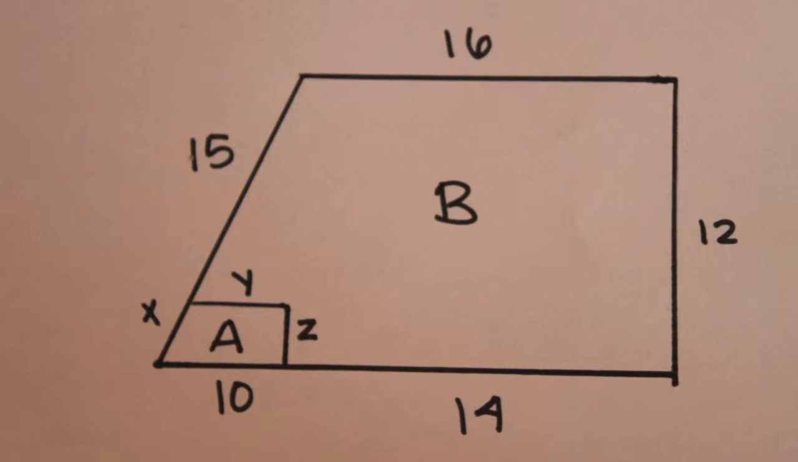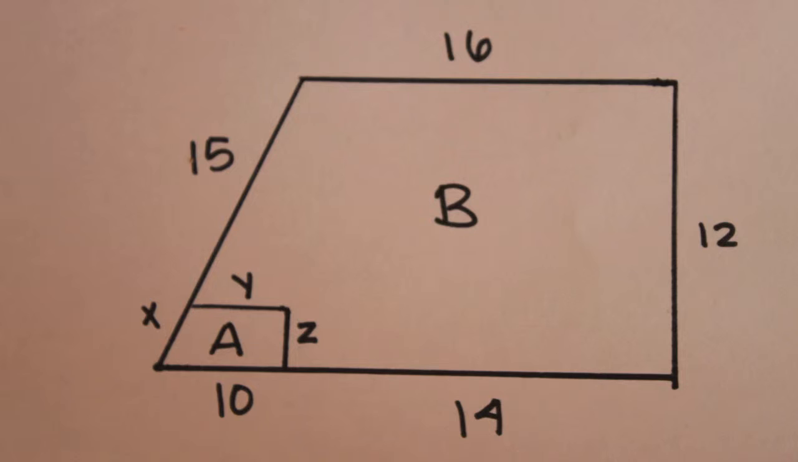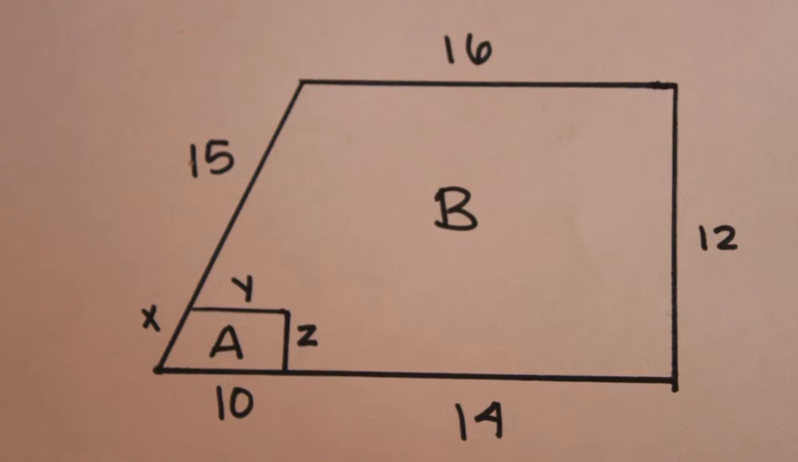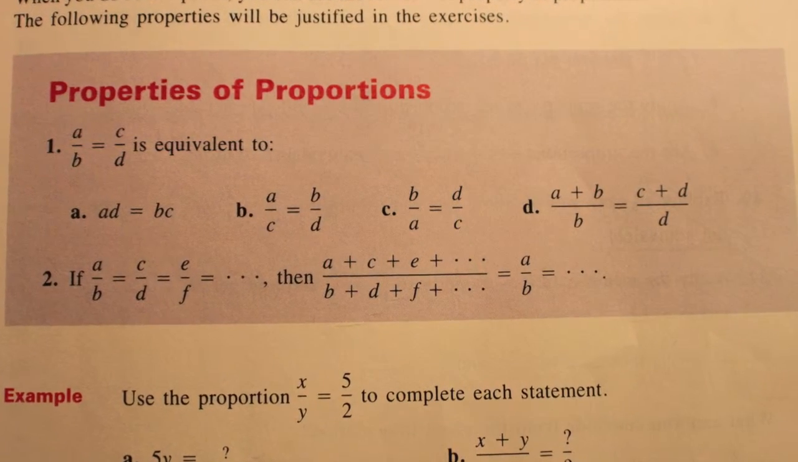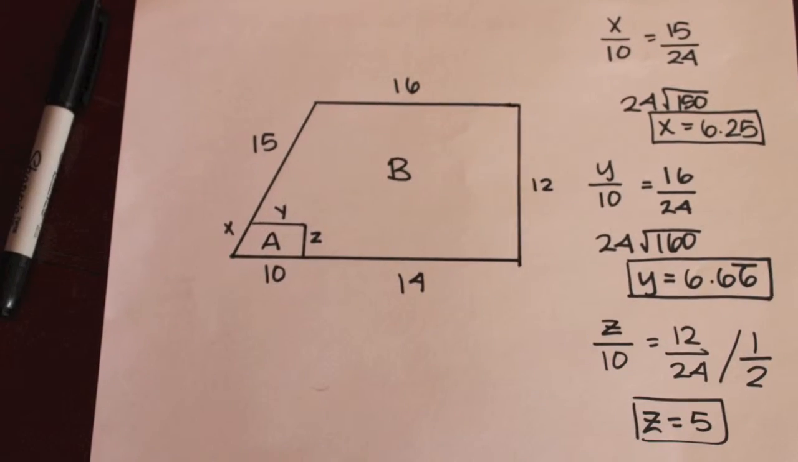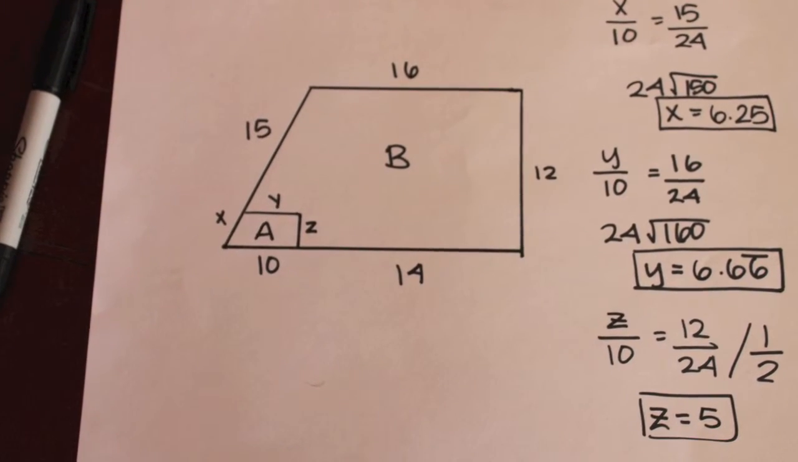In our problem, we had two trapezoids that were in proportion, trapezoid A and trapezoid B. So we used ratios because when two polygons are similar, they are in proportion together. So we used proportions to solve for x, y, and z.